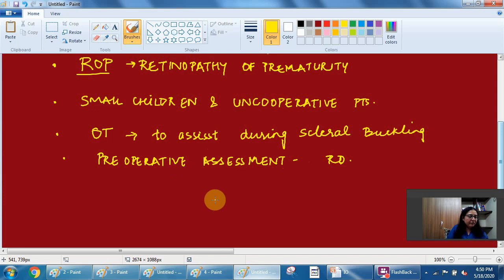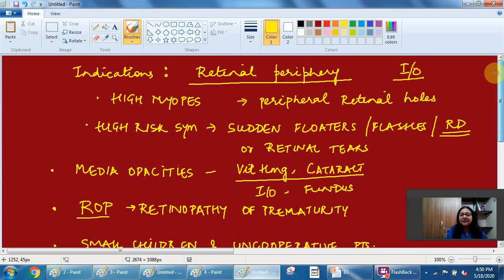Okay, so these are the few indications in which indirect ophthalmoscopy has to be done, and the retina examination is not complete without it. Rather, I would say that indirect ophthalmoscopy to examine the retinal periphery is almost indispensable for complete examination of the retina. So this was regarding indirect ophthalmoscopy.